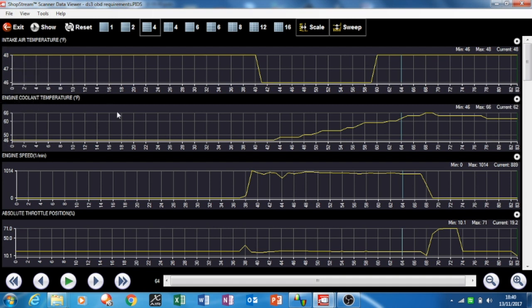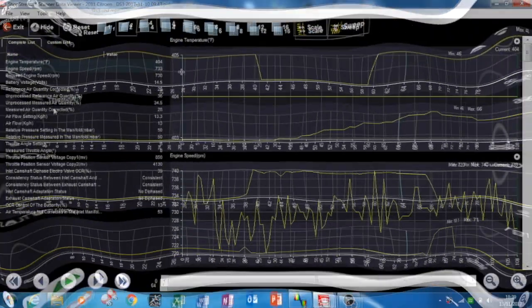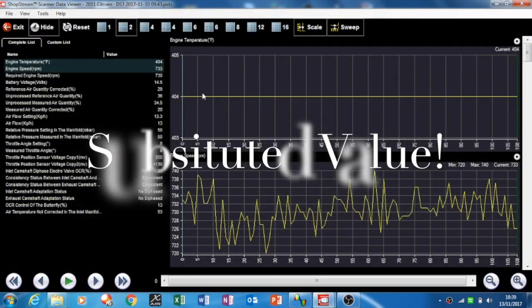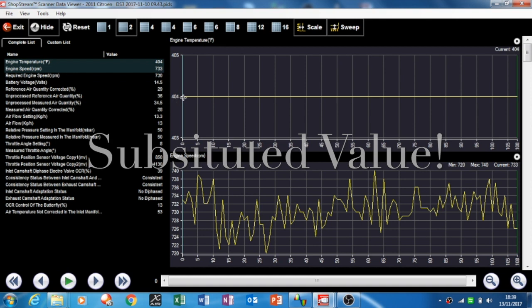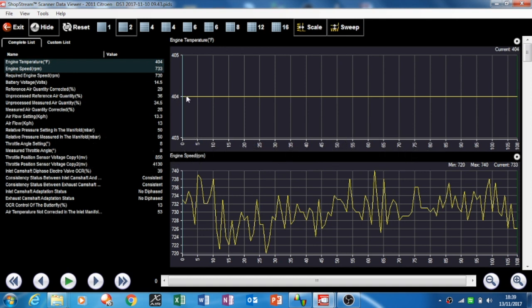So that's a good wee test to do if you suspect your coolant temp sensor is not quite right. You can match it to your intake air temp sensor. That told me there was nothing wrong with my coolant temp sensor, and that 404 degrees I showed you in the last screen is what you call a substituted value. The PCM does that to bring on the fan. So always check actual values using normal OBD, because, as I say, OBD doesn't tell any lies.